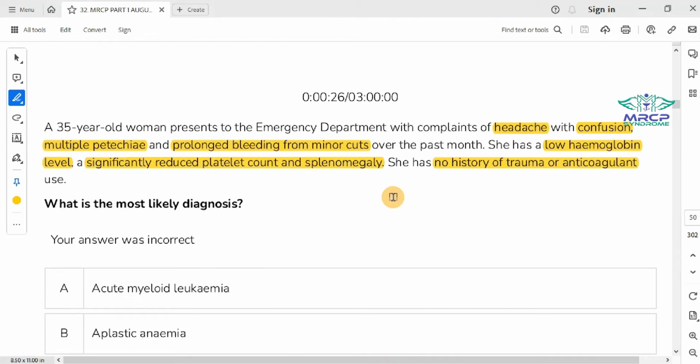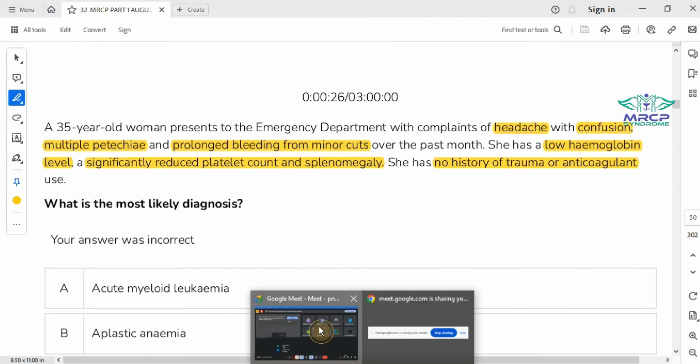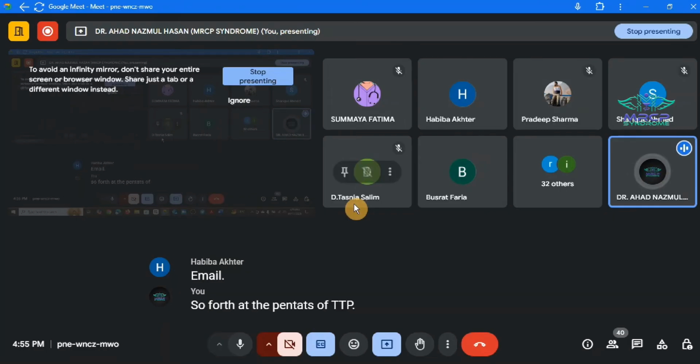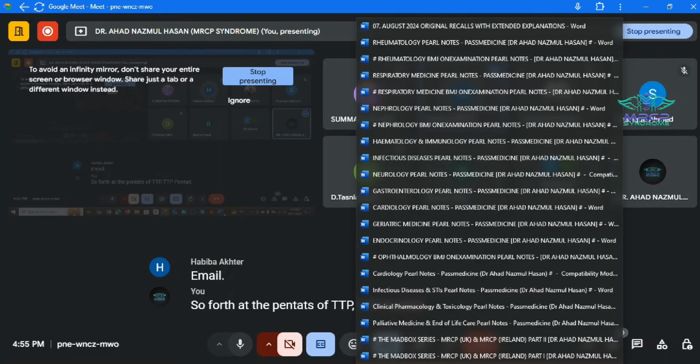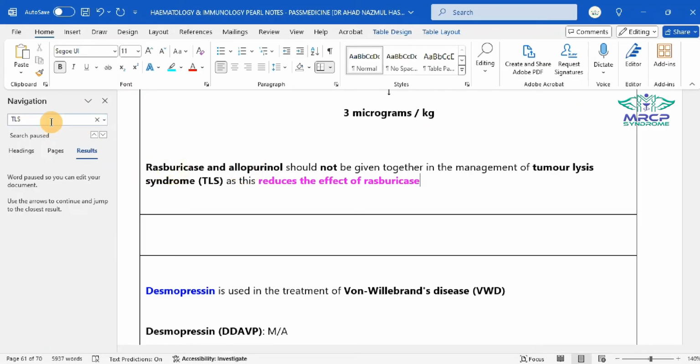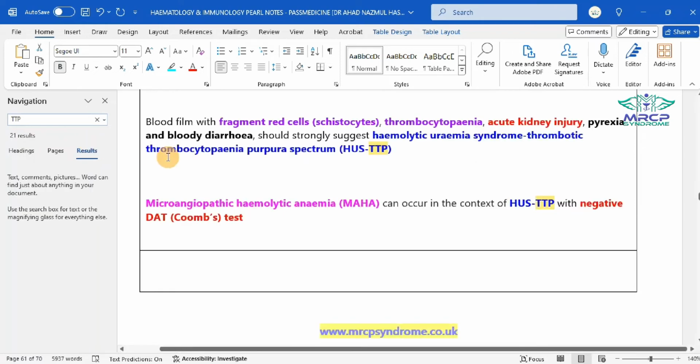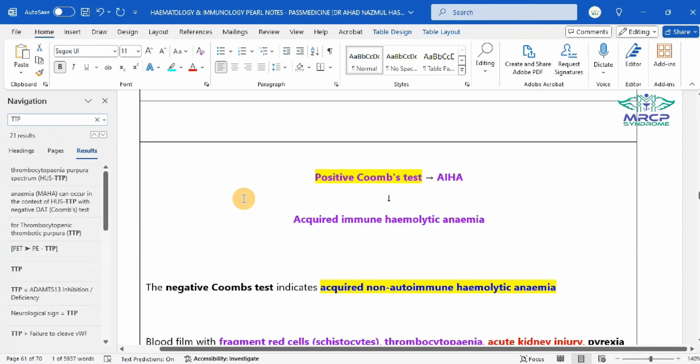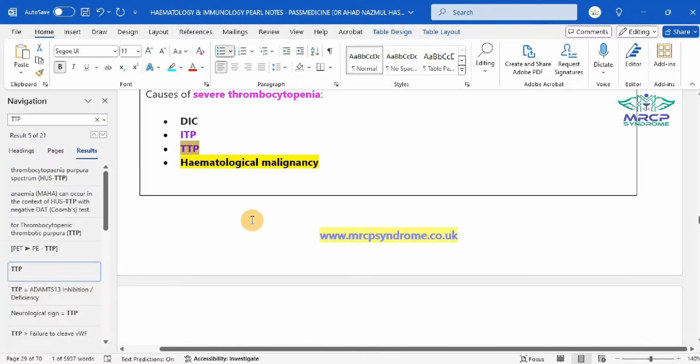So the most likely diagnosis, TTP. So what are the pentad of TTP? TTP pentad. Fever, confusion, renal failure, thrombocytopenia, and hemolytic anemia, plus neurological symptoms.